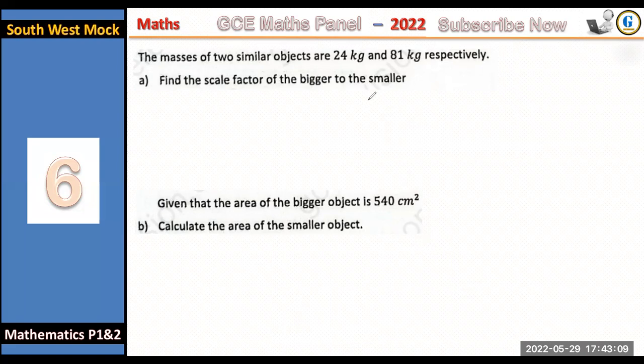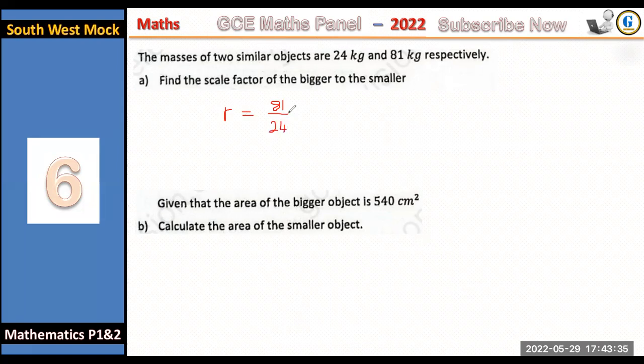Similar figures are like a small ball and a big ball: the same shape, but different size. So the scale factor, we can call it R or any other thing. Let R be equal to the size of the bigger one, 81, over the smaller one, 24.